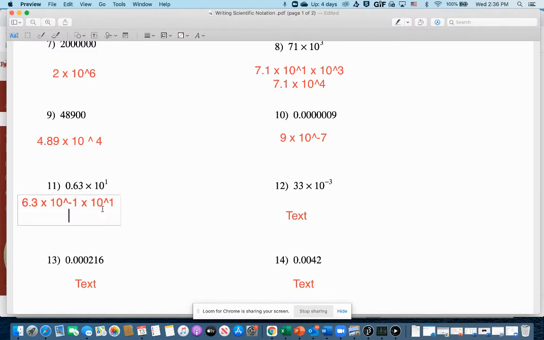And remember, I can add up my exponents. So negative 1 plus 1, well, that's going to be 6.3 times 10 to the 0th power. Kind of canceling each other out there. But if I want to keep it in scientific notation, that's how I could still write it. This one as well. Let's go ahead and turn this into scientific notation.